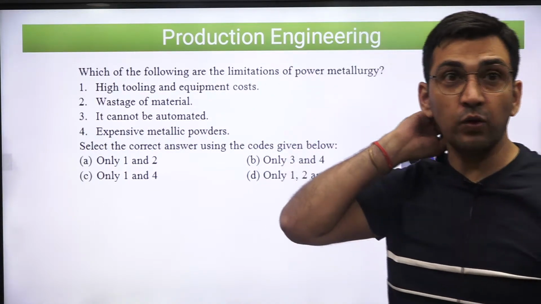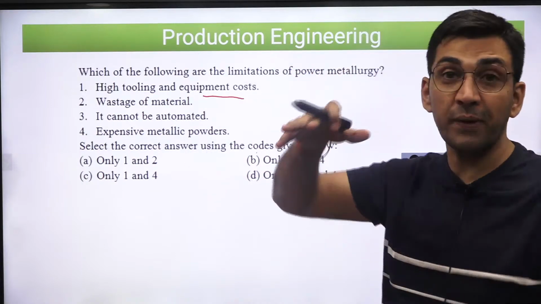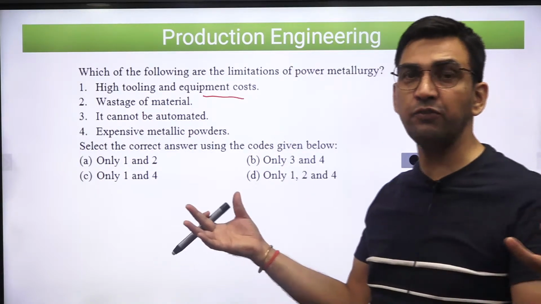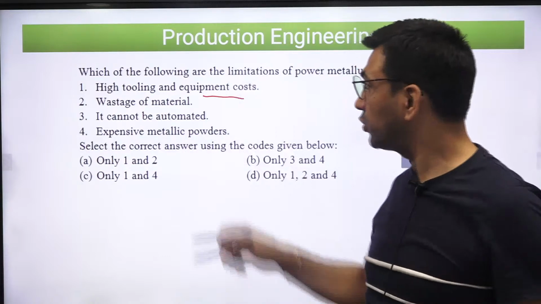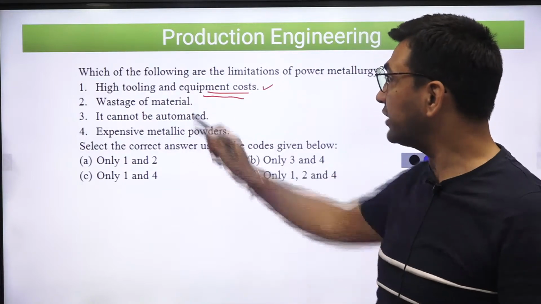Why do we have the high tooling and equipment cost? Yes, because I have to compress that powder. Because in powder metallurgy, we bring the powder and then we compress it. So obviously tooling cost and equipment cost is going to be high. So this is correct.